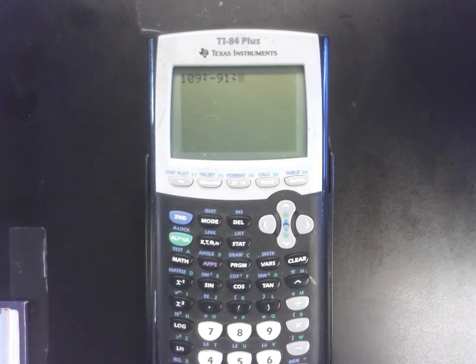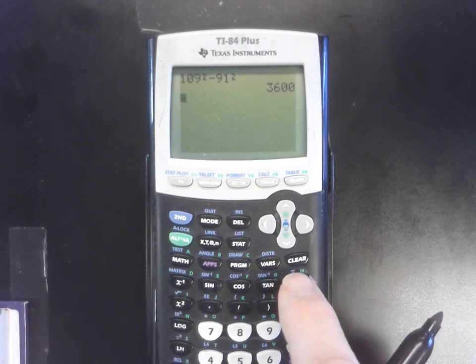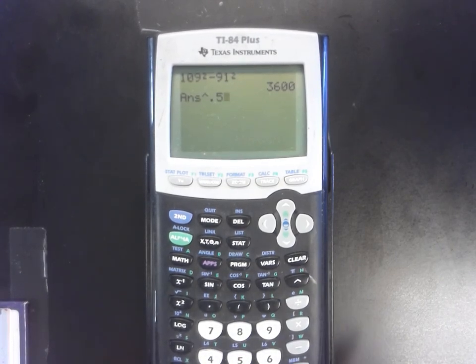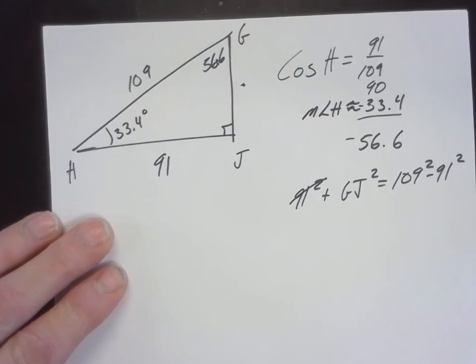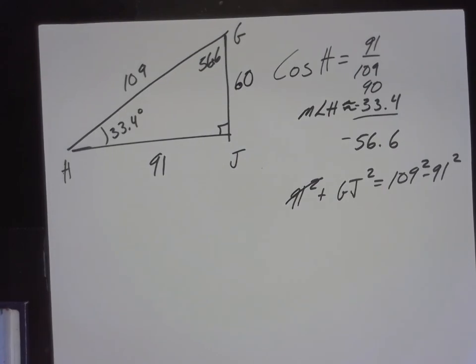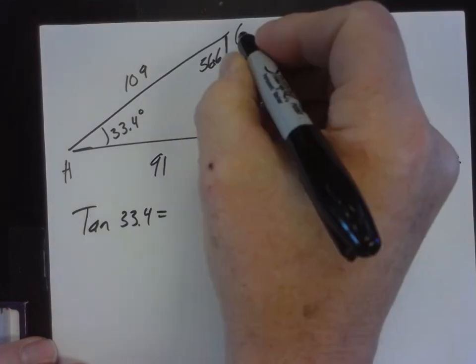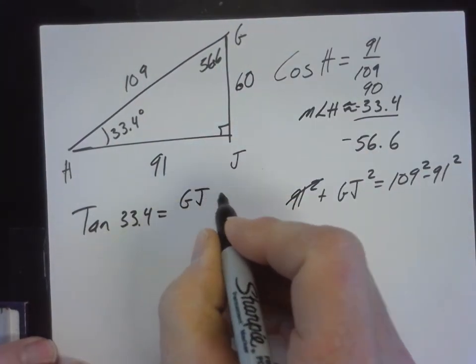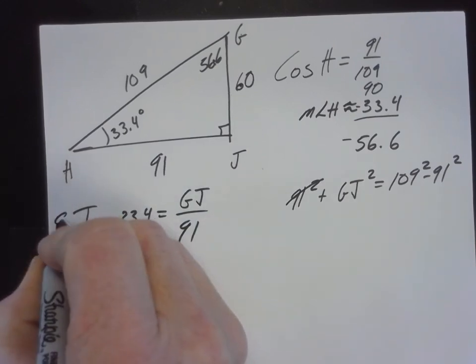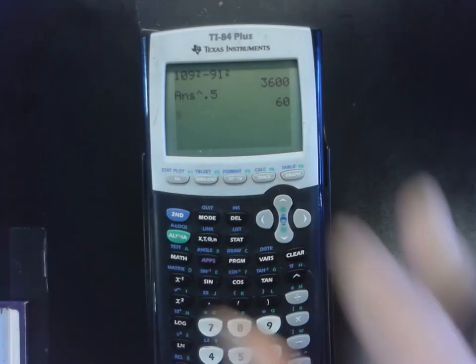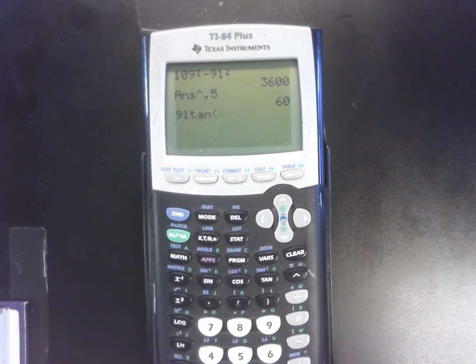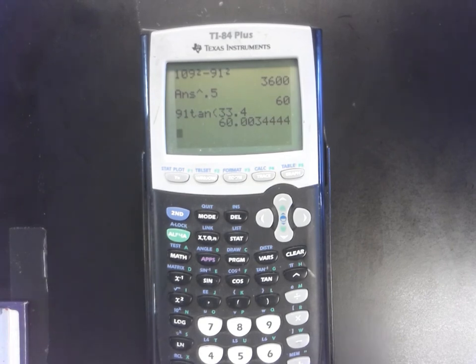Okay. And then what do I need to do with this number, 3600? Right, raise it to the 1/2 power. So I'm going to raise that to the 1/2 power, or take its root, and I end up with 60. 60 right there. Now, if we were to use tangent, the tangent of 33.4 degrees equals GJ, that's the measure of segment GJ, over 91, or 91 times the tangent there. Let's see how that works out. 91 times the tangent of 33.4. You see how, if you round that off, are you still going to get 60? Still going to work, isn't it?